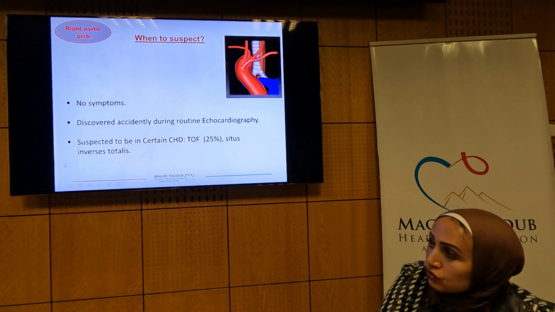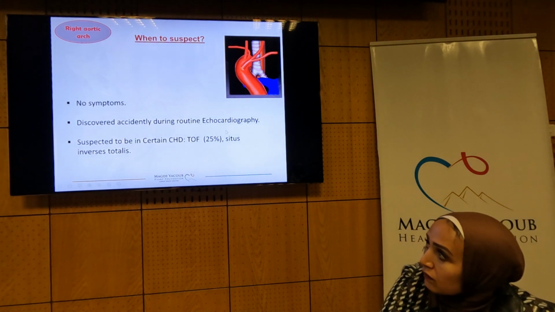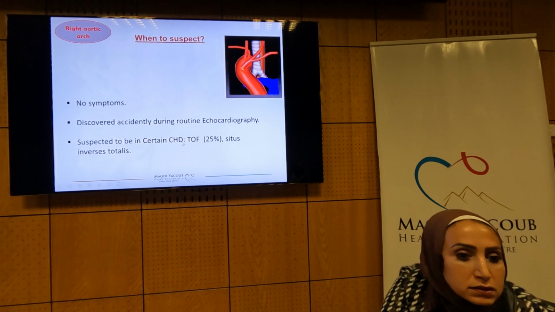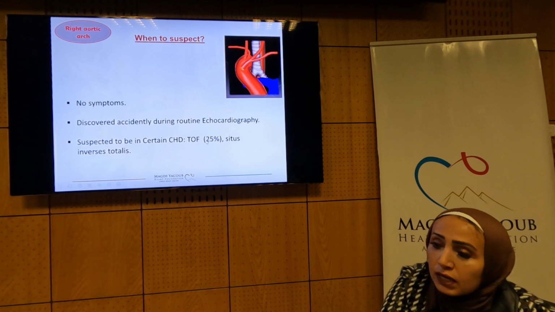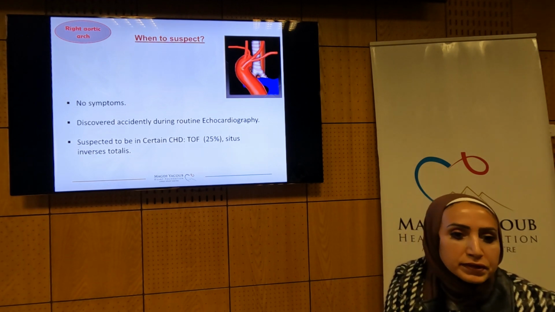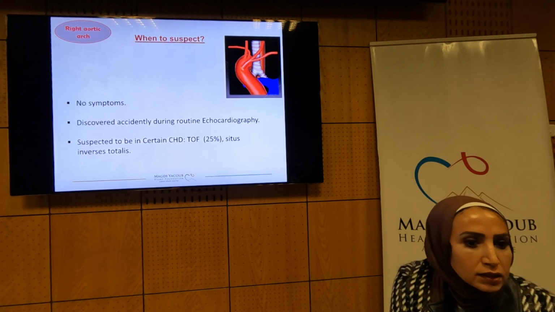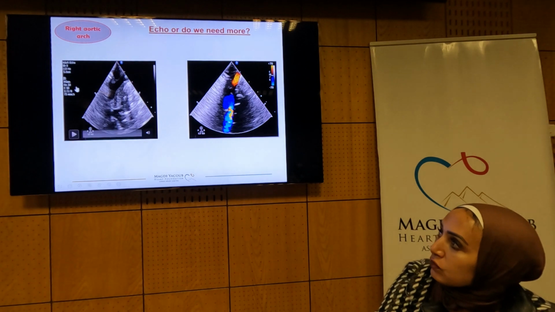Actually, right aortic arch has no symptoms and is discovered accidentally during routine echocardiography. We suspect it in some patients, like tetralogy of Fallot, where 25% of our patients have it. And by default, if you have situs inversus totalis, where everything is going to the other side, your arch will be right with a mirror image. Okay, how to discover it?